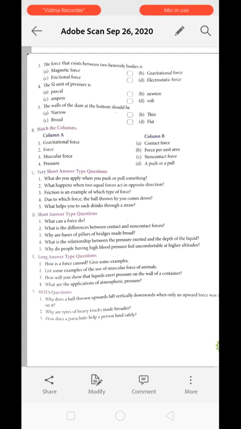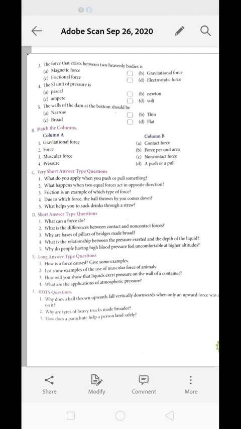Next is, why are the bases of the pillars of a bridge made broad? The bases of the pillars are made broad so that the pressure applied by the bridge, or the force applied by the weight of the bridge, can become bearable for the ground. Understood? Next, what is the relationship between the pressure exerted and the depth of the liquid? You can write it as: pressure increases with the increase in the depth of the liquid. Clear?